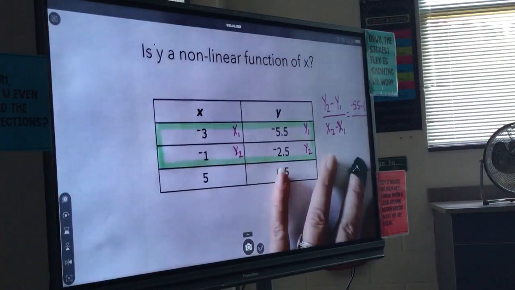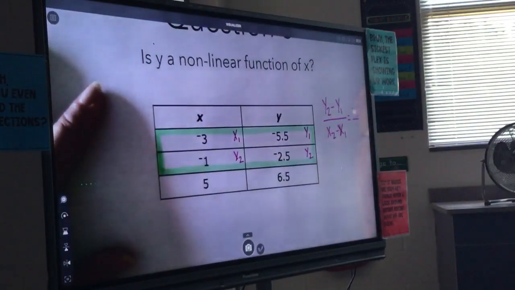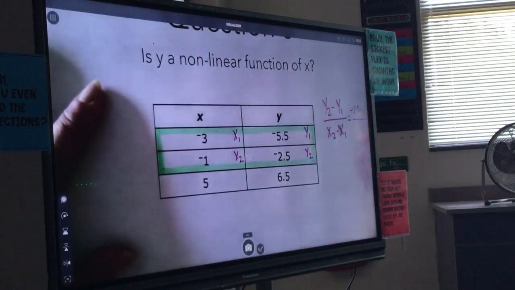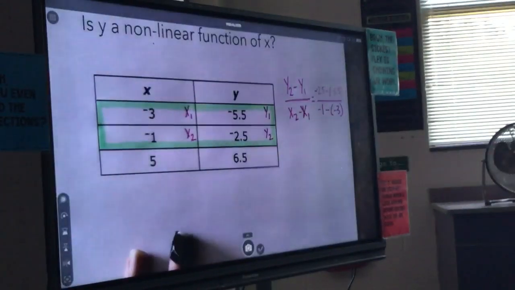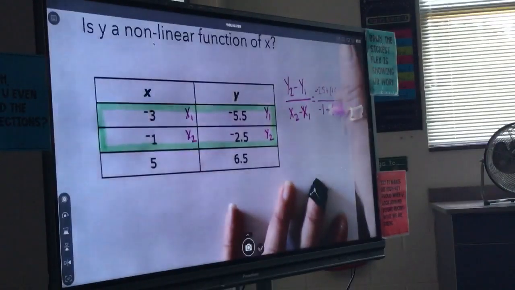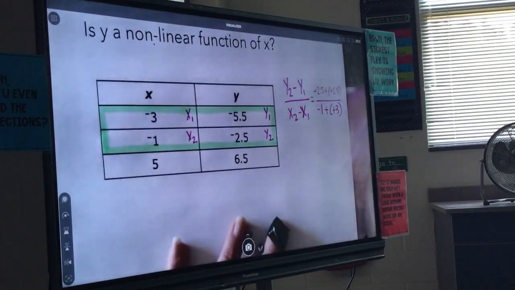Just kidding. That's why you guys use pencils. Sorry, so it would become -2.5 minus -5.5, because I'm taking my y2 and my y1. Then it's going to be -1 minus -3. What do we do with these two negatives? They become positive. So then this becomes, this is my slope, by the way.